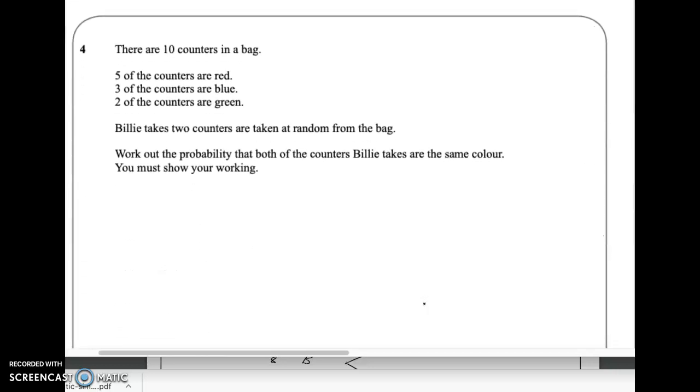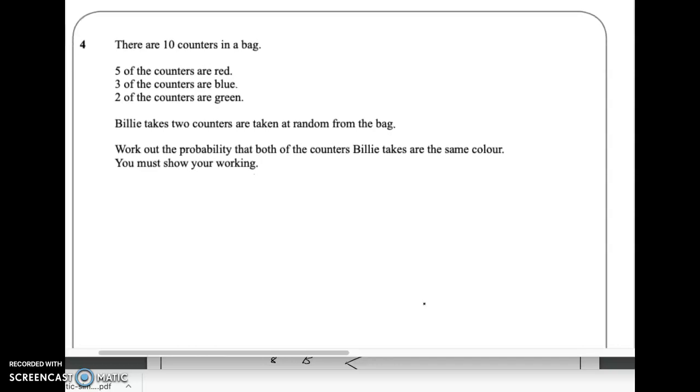Question 4. There are 10 counters in a bag. 5 of the counters are red, 3 are blue, 2 are green. Billy takes 2 counters. Okay, that doesn't make sense. Anyway, so Billy takes 2 counters at random from the bag. Work out the probability that both of the counters Billy takes are the same color. You must show your working.